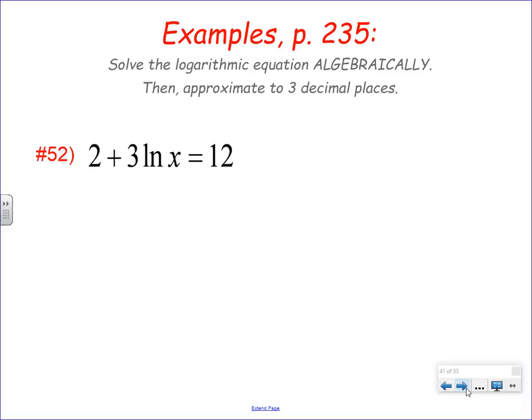And you cannot say 2 plus 3 is 5. Check your work if you did that. It is supremely illegal. Multiplication gets done before addition. The 2 cannot combine with the 3 because the 3 is times the ln. You cannot make it 5.